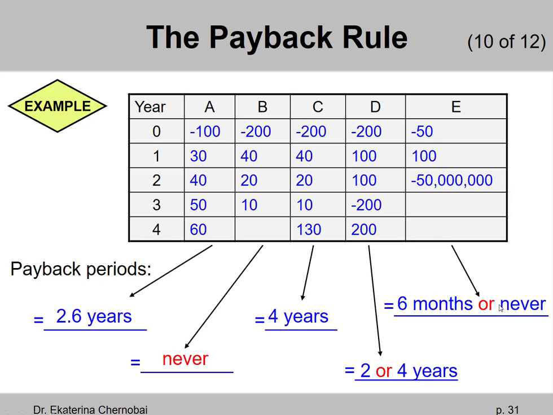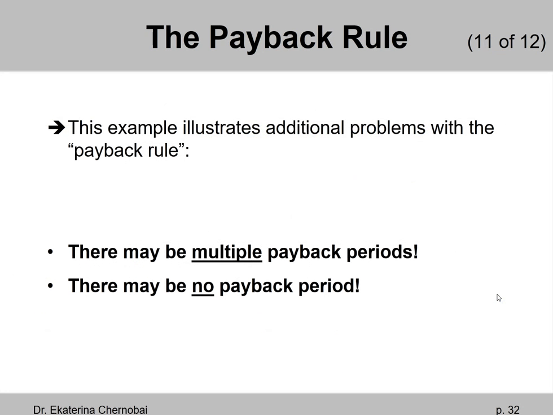And again, what if our cutoff is, let's say, 3 years? Do we accept it or do we reject it? It's a problem. So this example illustrates additional problems with the payback rule. There may be multiple payback periods, there may be no payback periods.